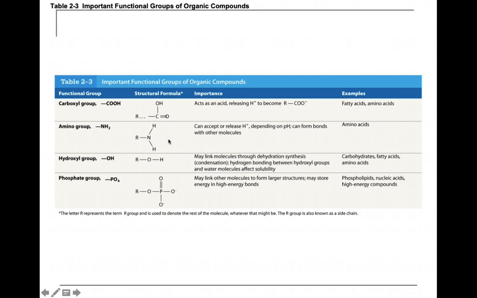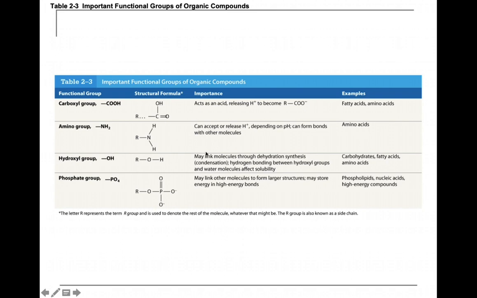So here is the carboxyl group again, COOH. It acts as an acid. Why does it act as an acid? It's going to release hydrogen, or a proton, to become COO minus. We're going to see COOH in fatty acids, in fats, and in proteins, amino acids. NH2, the amine group, can accept or release hydrogen, depending on the pH, right? So it makes it a pretty good buffer. We'll see that in amino acids.